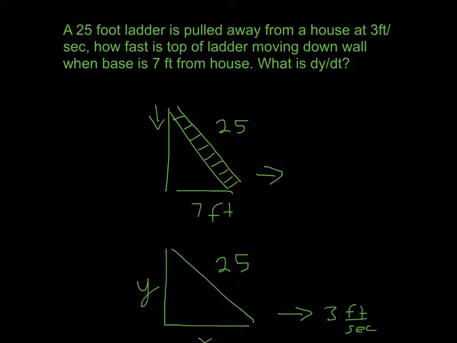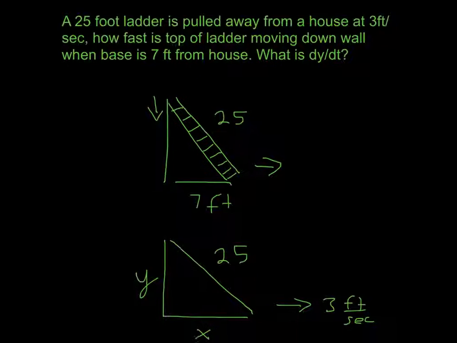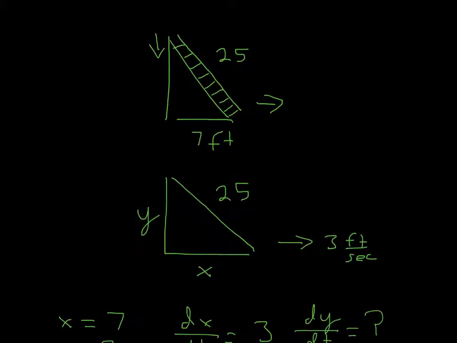So that means this needs a label and this needs a label, because if it's pulling down, this distance is decreasing. Both of these need a label, and that's what I did. I just put a label here and here. And then I said that the 3 feet per second is being pulled here.